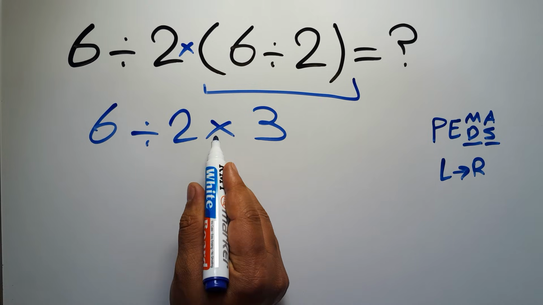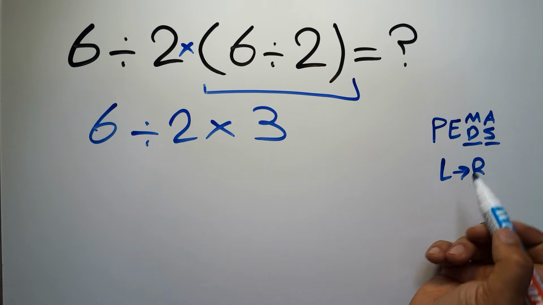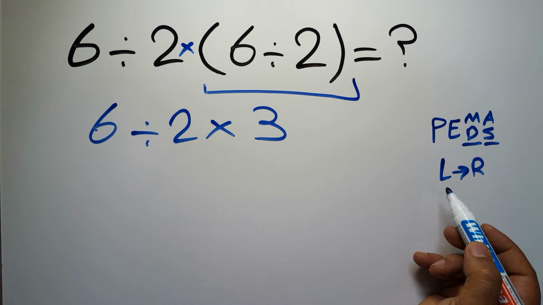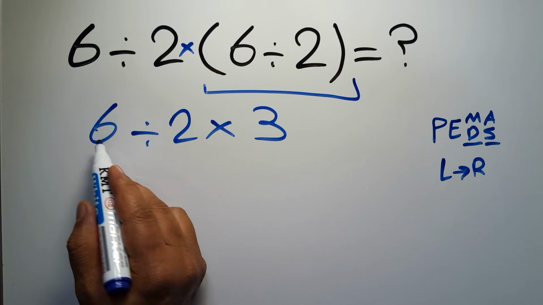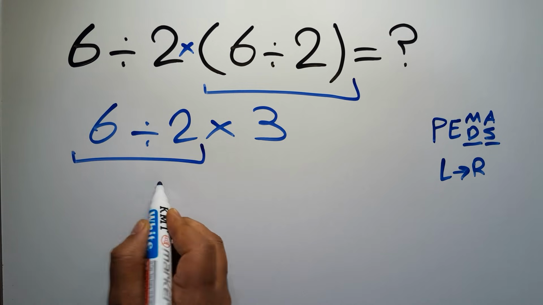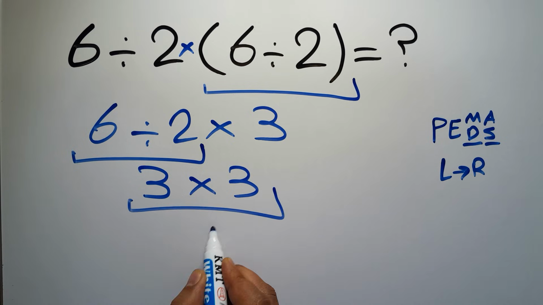Now we have one multiplication and one division. According to the PEMDAS, multiplication and division have equal priority and we have to work from left to right. So here first we have to do this division. 6 divided by 2 gives us 3. So 3 times 3, which equals 9. And this is our final answer to this problem.